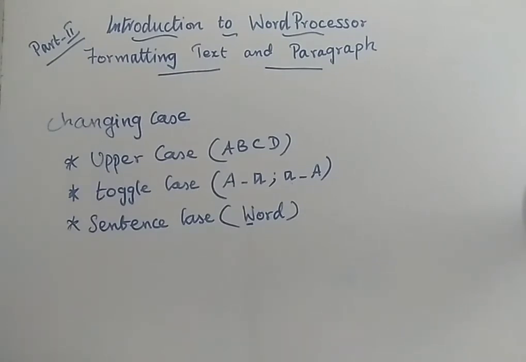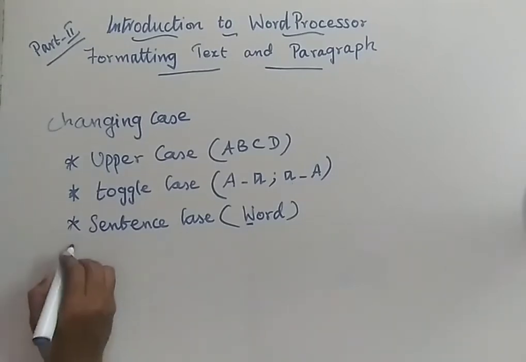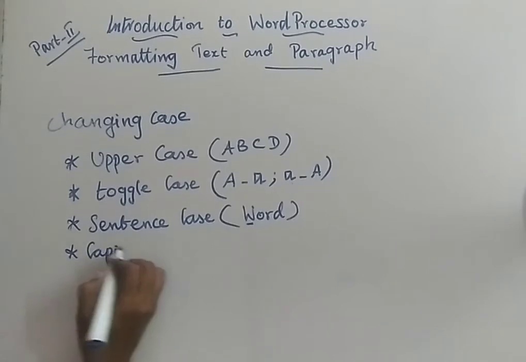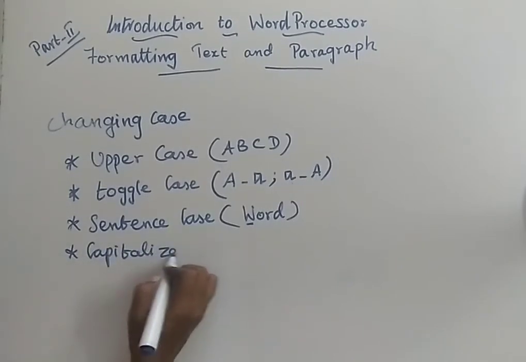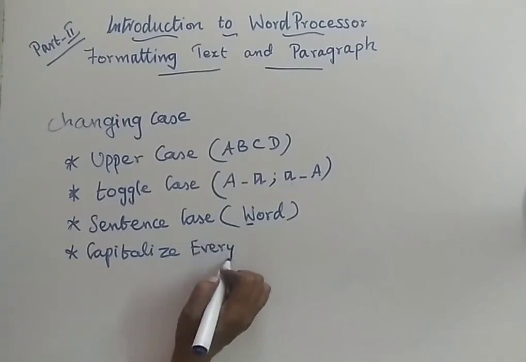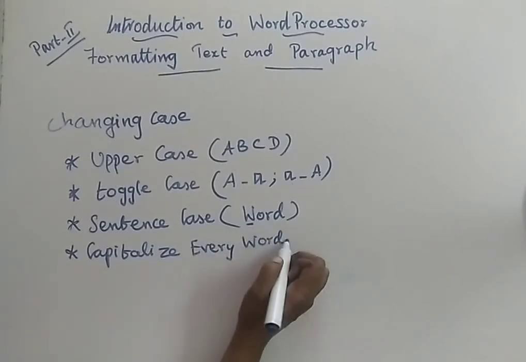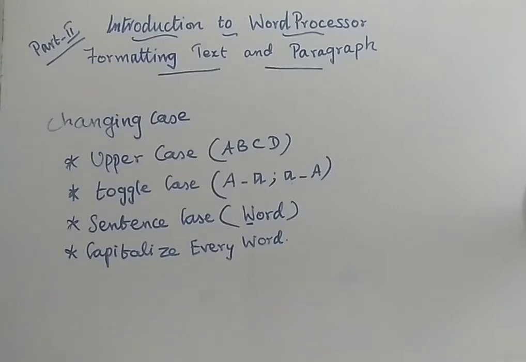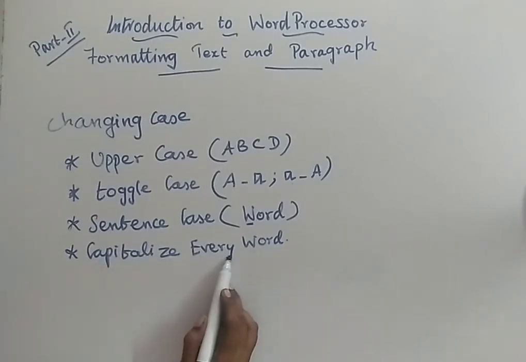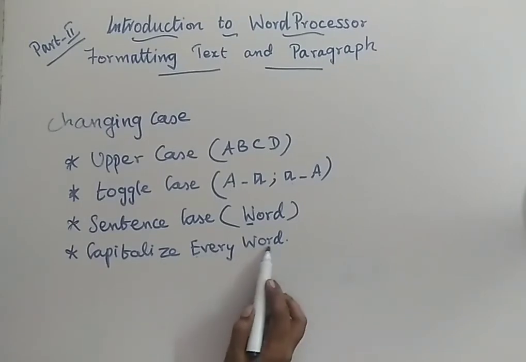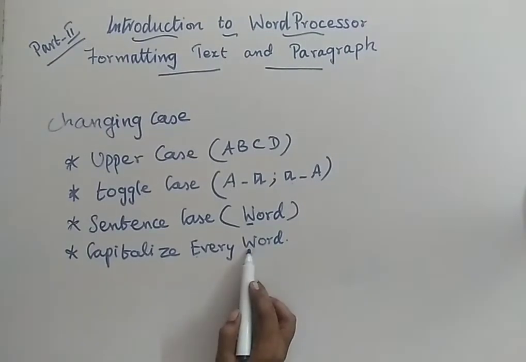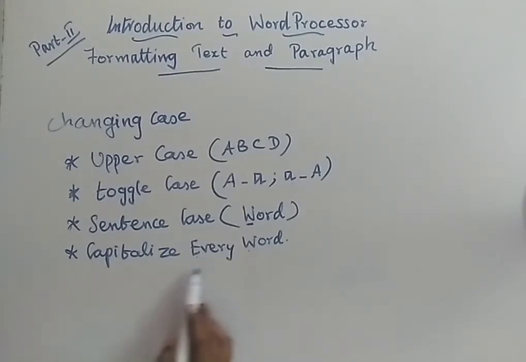And the next one you are going to have is capitalize every word. What else? In the whole paragraph, everything will be in capital. Here I have written a sentence. The first letter of this one is a capital letter. Similarly, in the case of every, E is a capital letter. Similarly, in the case of word, W is a capital letter. So that is capitalize every word.